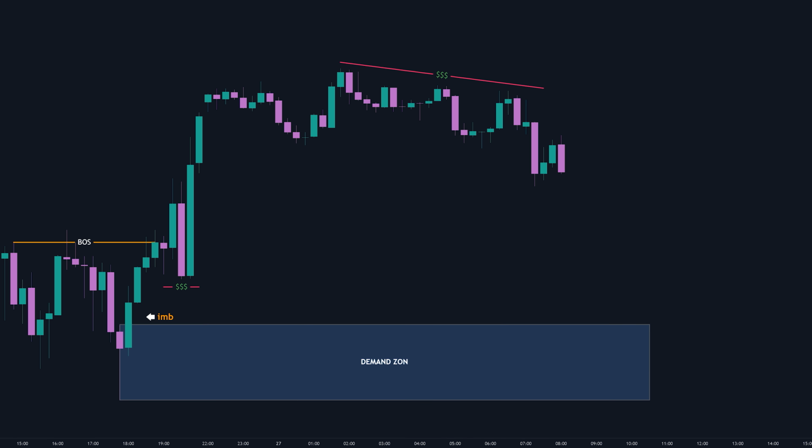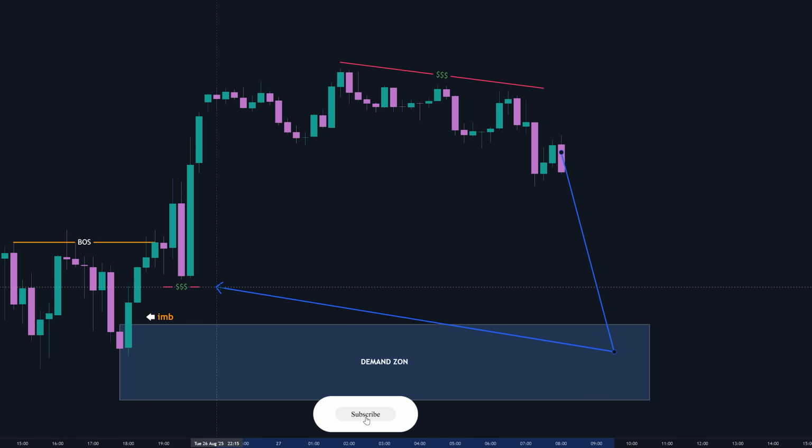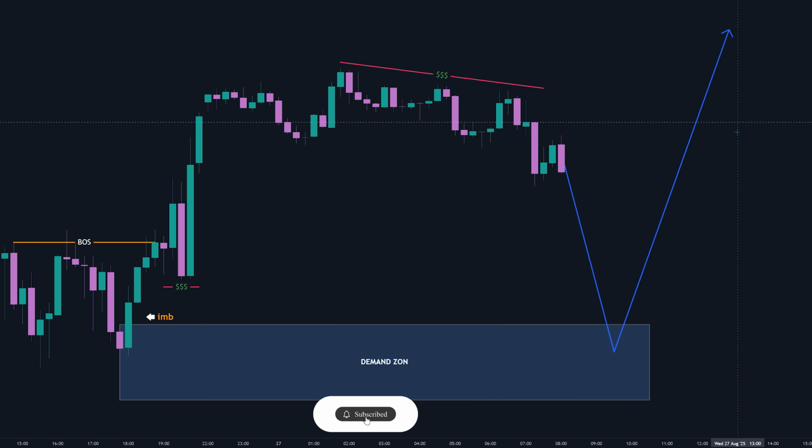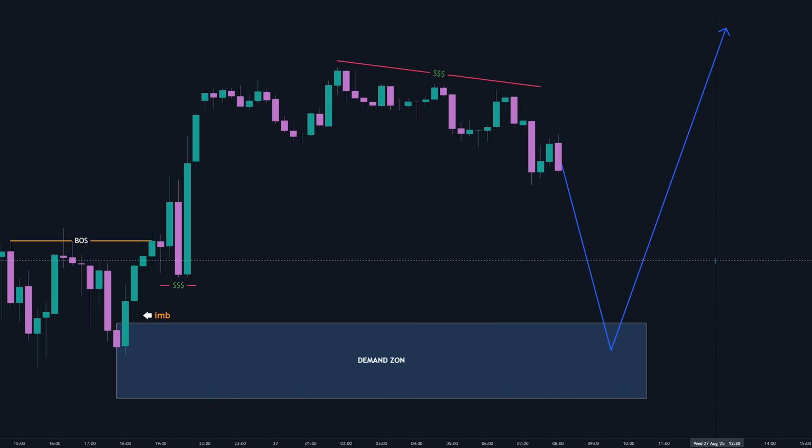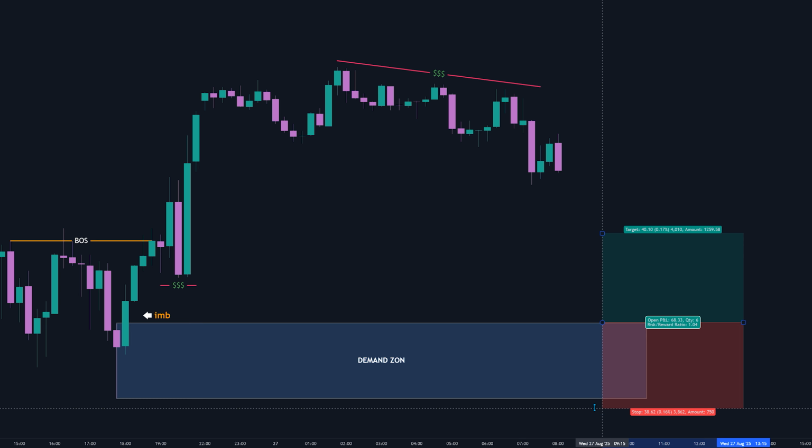So, what usually happens? Price will drop, tap into our demand zone, grab those liquidities, including the inducement liquidity, and then push upward with another strong impulsive move. That's the scenario we're preparing for. Here's how we set it up. Place a buy limit at the demand zone.